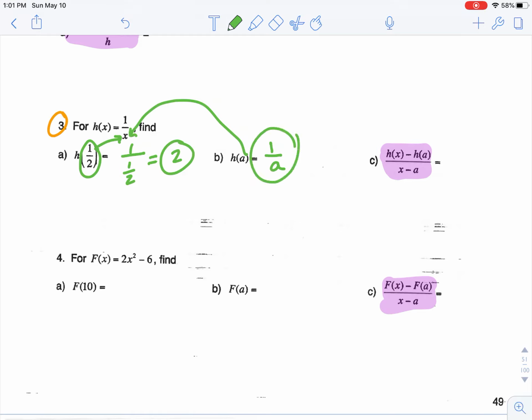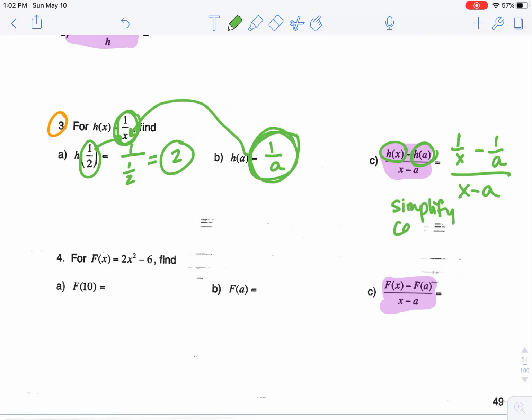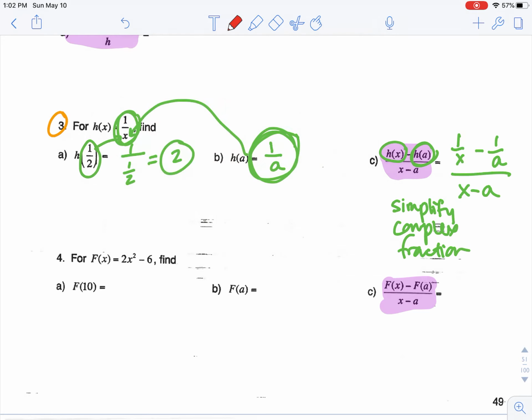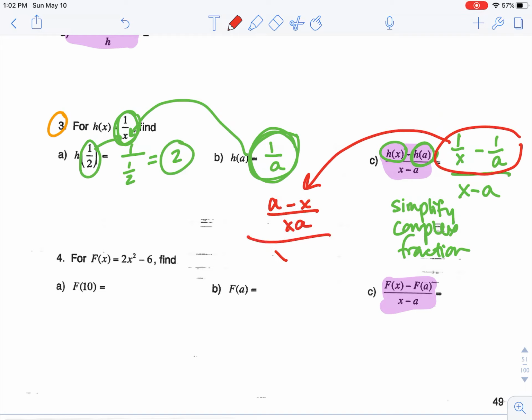Okay, so now here's our difference quotient. H of x is just the original, 1 over x. H of a is what I just found here, which was 1 over a. At the bottom, x minus a. Okay, so this one doesn't simplify as nicely right away, but it is now a complex fraction, so I do need to simplify that complex fraction. Depending on if you're using method 1 or method 2, I can make this guy, I'll go over here where there's space, have a common denominator, right? So this would be a minus x over xa, all over x minus a.